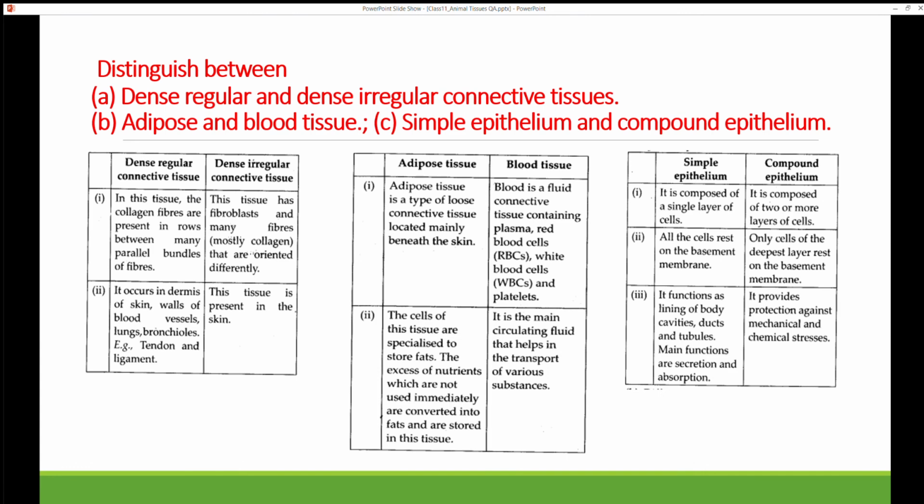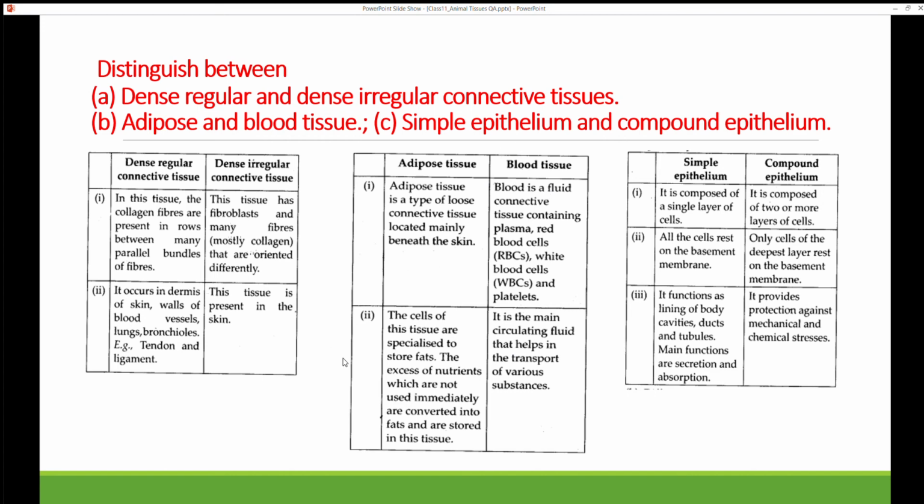The differences are the main thing. First of all, adipose and blood tissue are there. Adipose is fat tissue. Blood contains RBCs and WBCs. The adipose tissue is a loose connective tissue beneath the skin. Adipose tissue stores fats, and this is the question that comes most of the time.